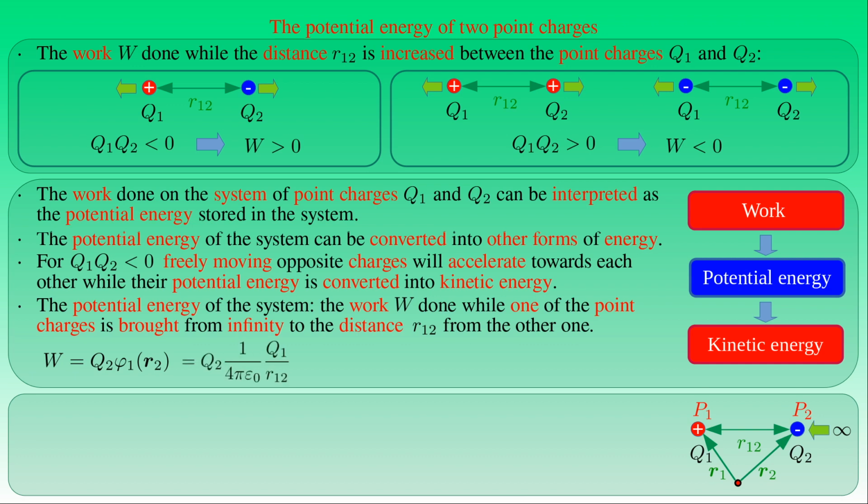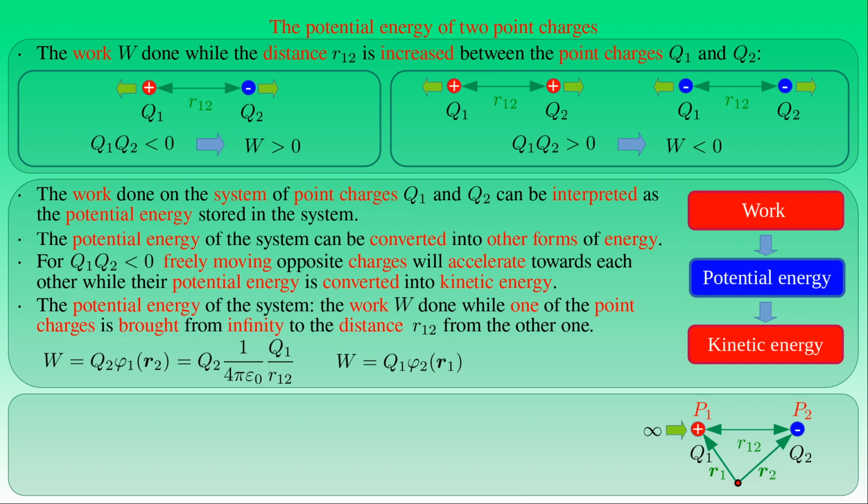Here the potential due to the point charge Q1 measured at the distance r_12 from the point charge is given by 1 over 4 pi epsilon naught, times the ratio of the charge Q1 to the distance r_12. We obtain the same result if we compute the work done while the point charge Q1 is brought from infinity to the point P1 at the distance r_12 from the point charge Q2 at the point P2. In this case the work W is given by the product of the charge Q1 and the potential phi_2 due to the point charge Q2 at the point P1 given by the position vector r_1.